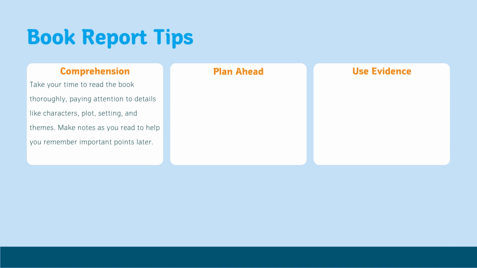Now that you've seen a great example of a book report, let's look at some final tips to remember when it comes to writing your own book report. Firstly, take your time to read the book thoroughly, paying attention to details like characters, plot, setting, and themes. Make notes as you read to help you remember important points later.